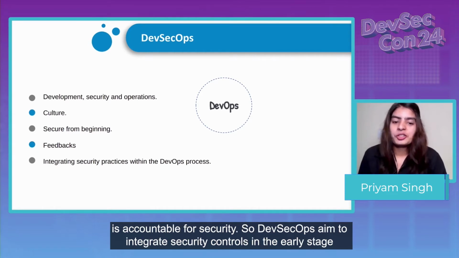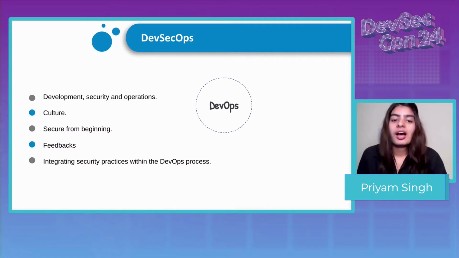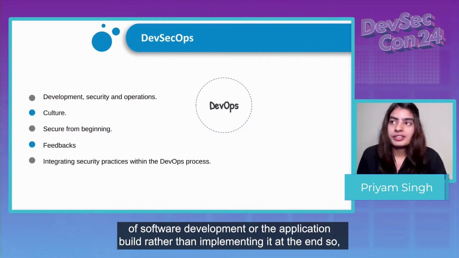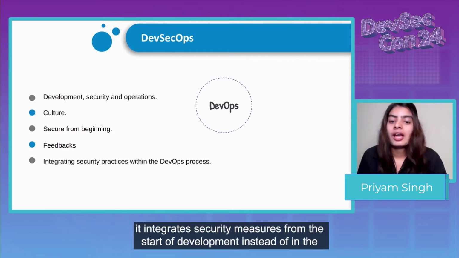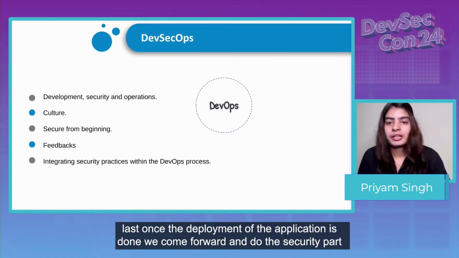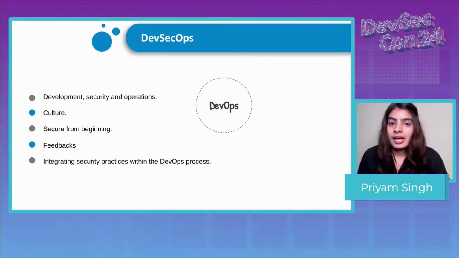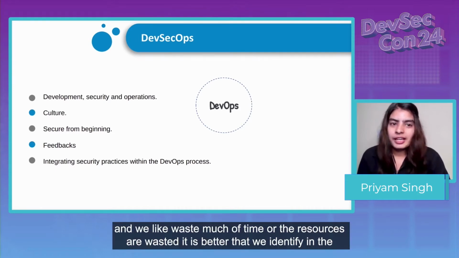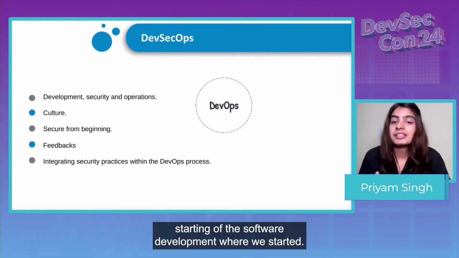DevSecOps aims to integrate security controls in the early stage of software development or the application build rather than implementing them at the end. It integrates security measures from the start of development instead of at the last. Once the deployment of the application is done, if we come forward and do the security part, much time and resources are wasted. It is better that we identify issues at the start of software development.